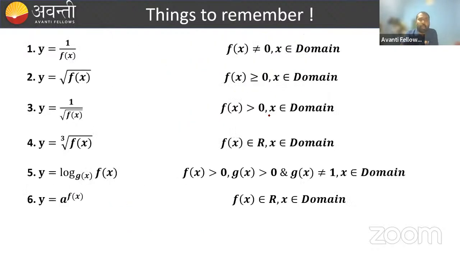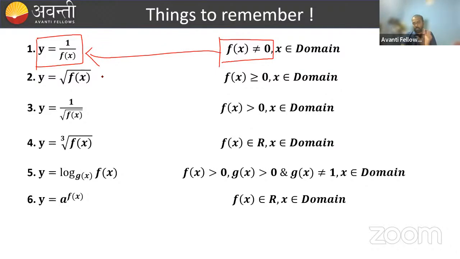A few more rules here. If the function is in the form y is equal to 1 by f of x, how can we find the domain of this function? Just set f of x not equal to 0, because if f of x is equal to 0, the function will not be defined.